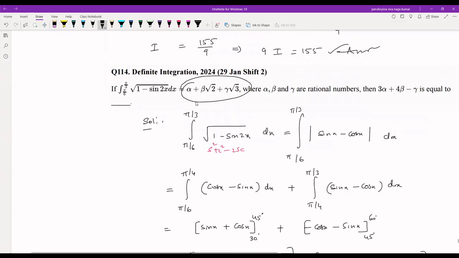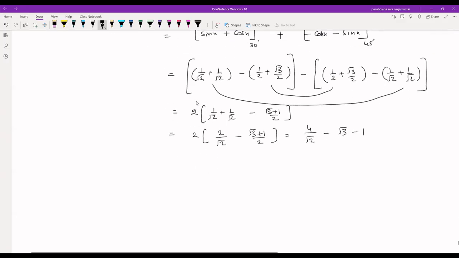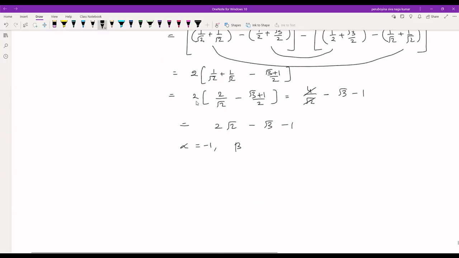If you check with the problem, here alpha is the number, root 2 quotient is beta, root 3 quotient is gamma. So here you can see 2 root 2 minus root 3 minus 1. So alpha is minus 1, and beta is the root 2 quotient which is 2, and gamma is minus 1.